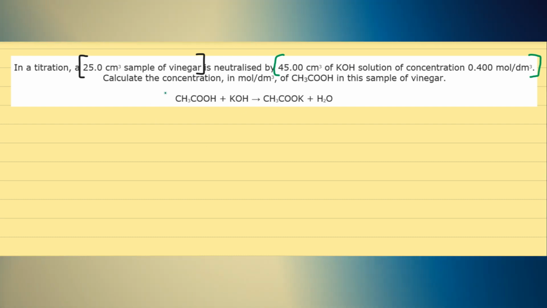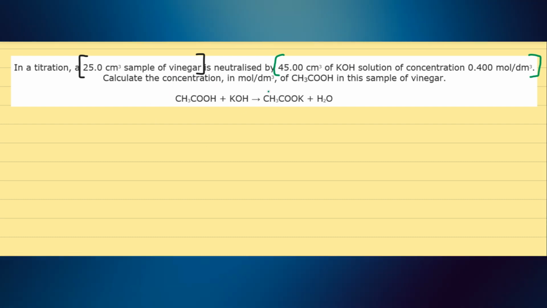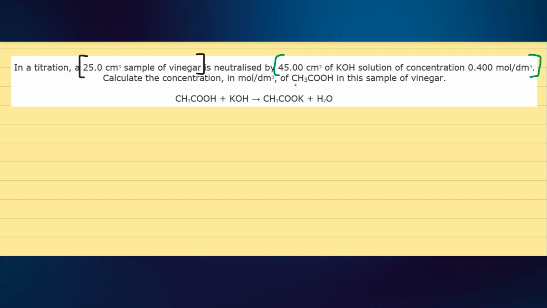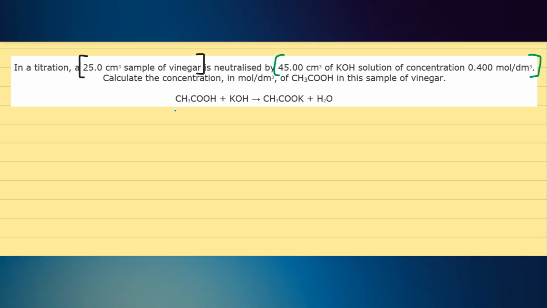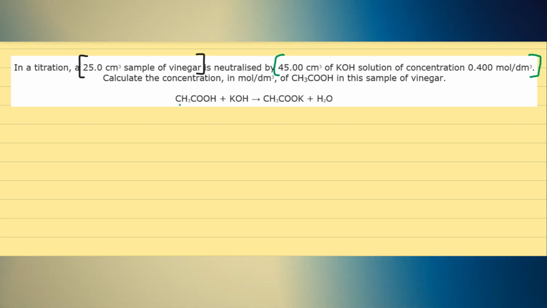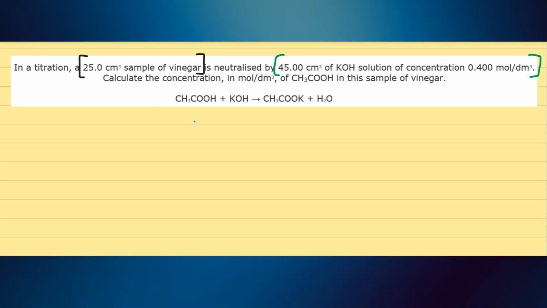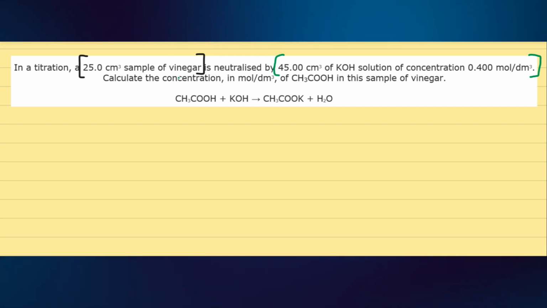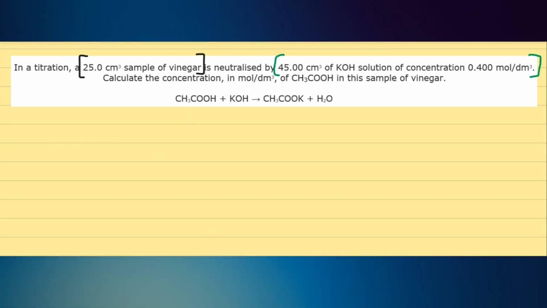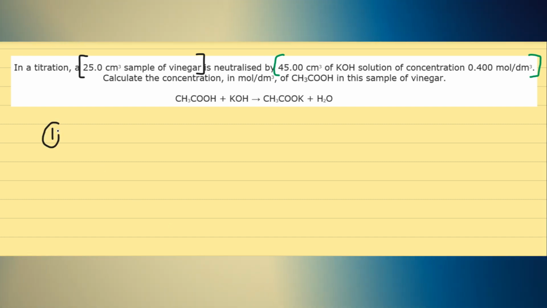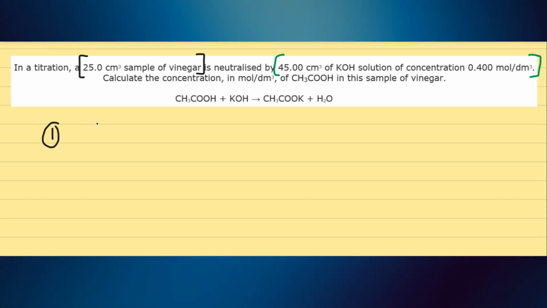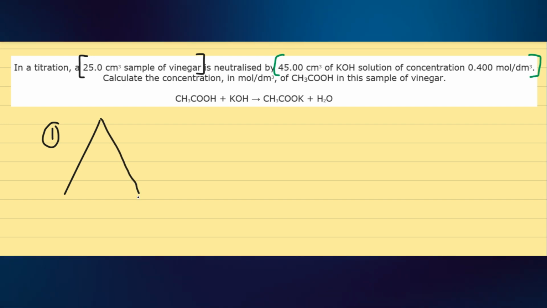The question wants us to calculate the concentration in moles per decimeters cubed of the CH3COOH, this acetic acid, in this sample of vinegar. So we need to work out the concentration of acetic acid in the vinegar. Now the first step is to know what we're dealing with. Which formula are you going to use for this question? You may want to draw your triangle out if you are using triangles to help you through these calculations.